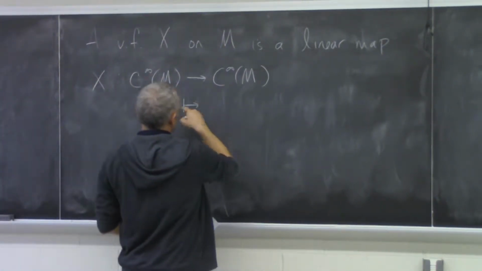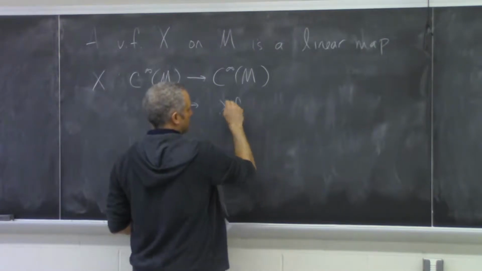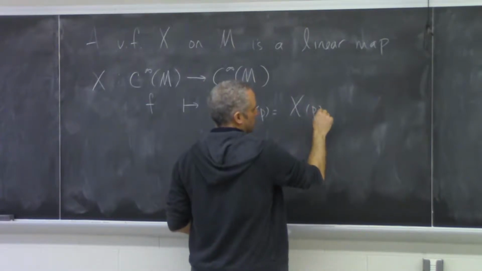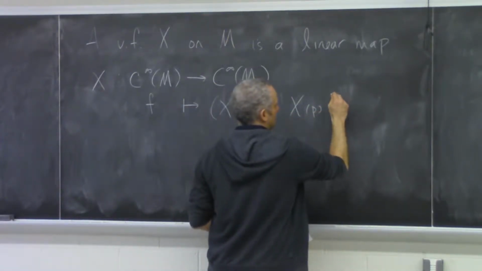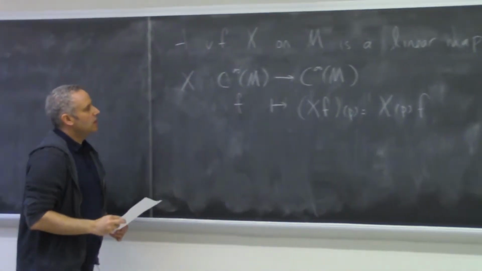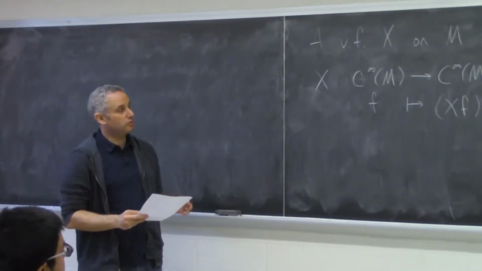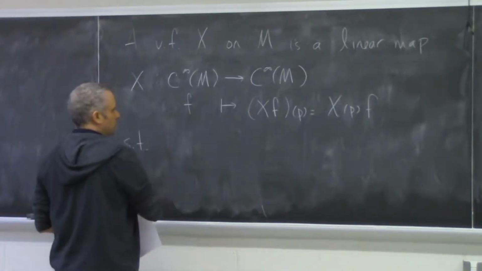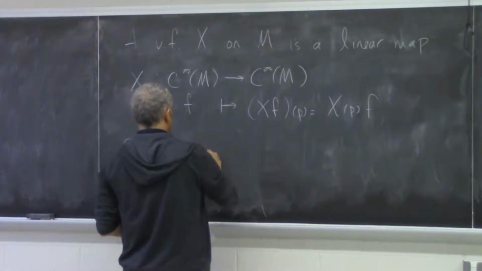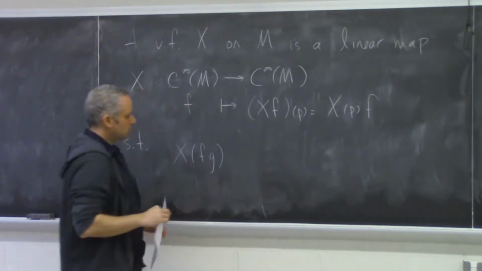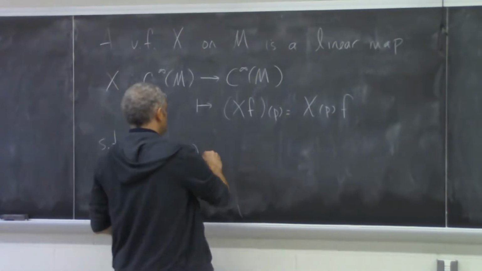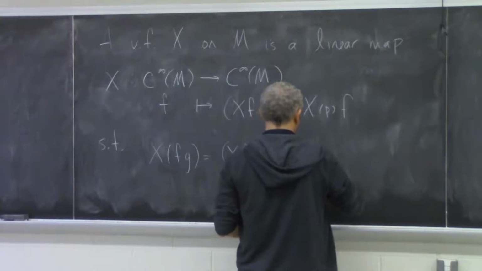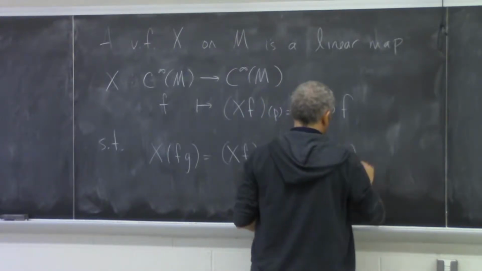So we take f to its image, Xf, which is a function whose value at p is the derivation given by evaluating X at p acting on f. And so not all such linear maps are vector fields. We also need them to satisfy the product rule. So X acting on a product of two functions, which is again a function, is X acting on the first times the second plus the first times X acting on the second.